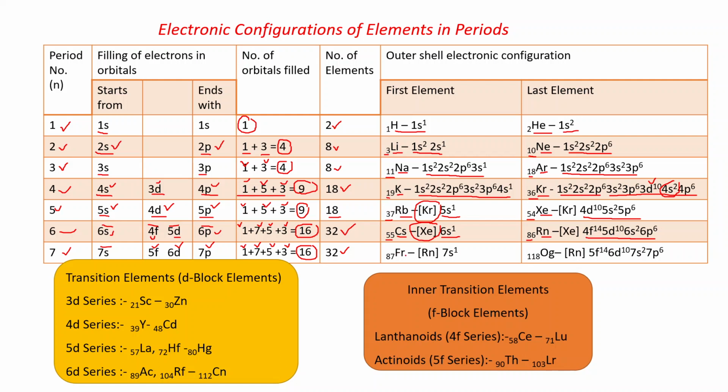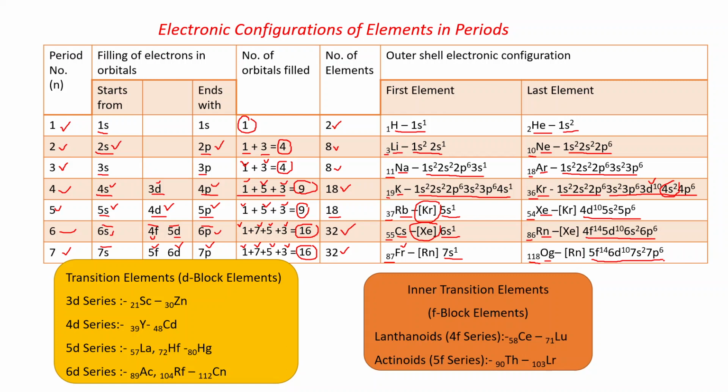And these elements start from atomic number 87, francium. Outermost electronic configuration is 7s1. And this will end at atomic number 118, oganesson. And the outer electronic configuration is 5f14, 6d10, 7s2, 7p6.